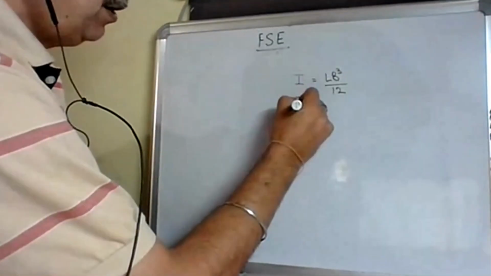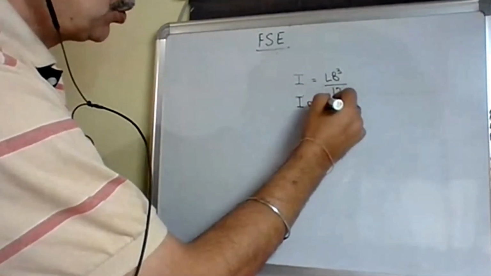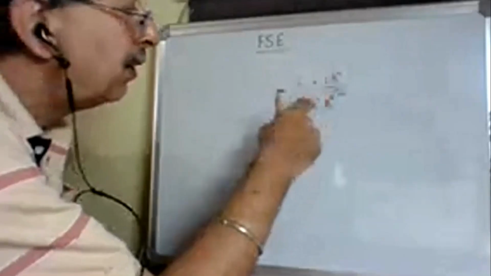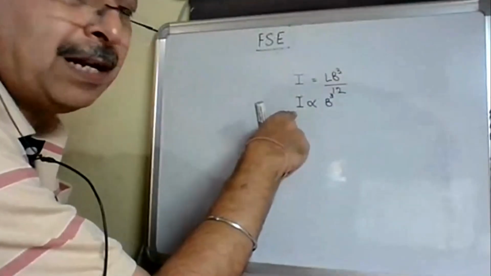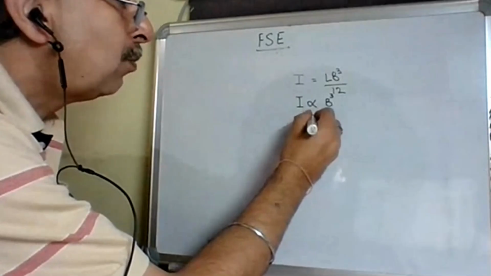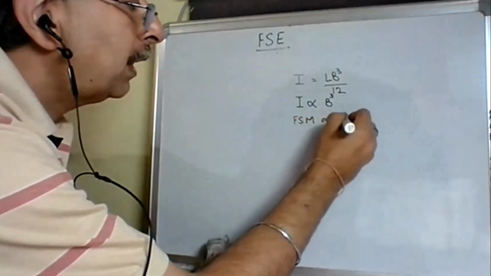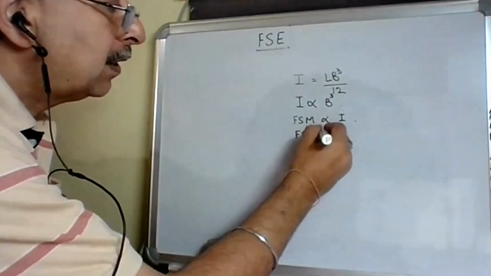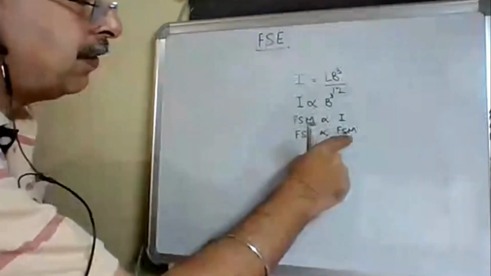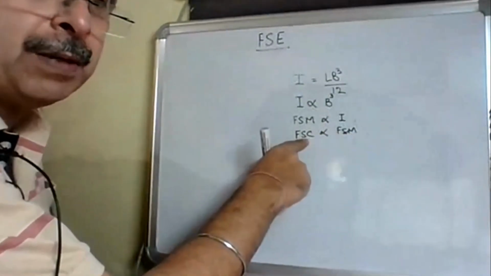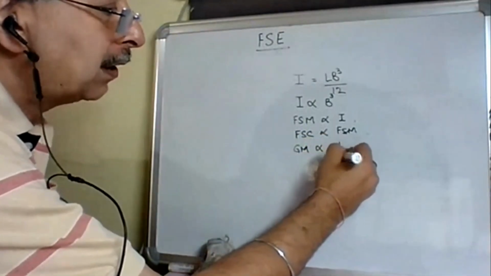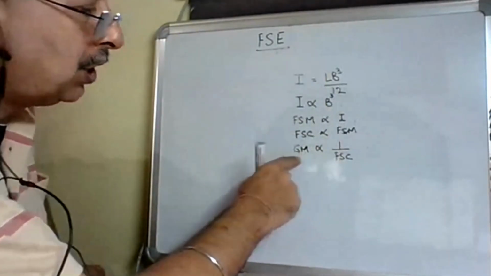That means moment of inertia is directly proportional to breadth cube. जैसे ही मेरी breadth बढ़ेगी मेरा moment of inertia बढ़ेगा और अगर मेरा I बढ़ेगा तो my free surface moment is directly proportional to I. तो free surface moment बढ़ेगा and FSC is directly proportional to FSM. जैसे ही free surface moment बढ़ेगा free surface correction बढ़ेगा and GM is inversely proportional to FSC. अगर free surface बढ़ेगा तो GM घटेगा.